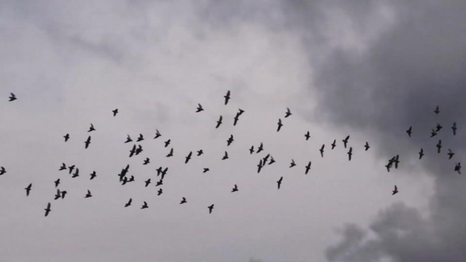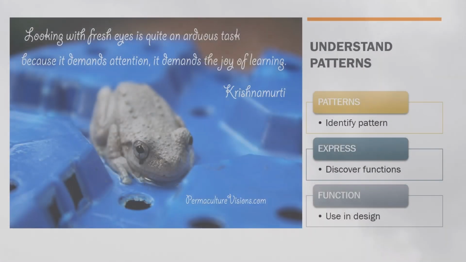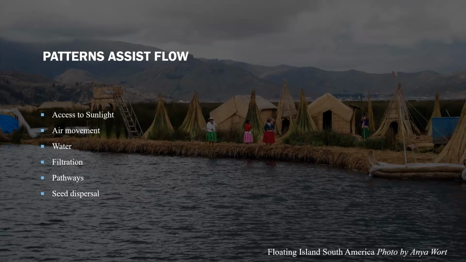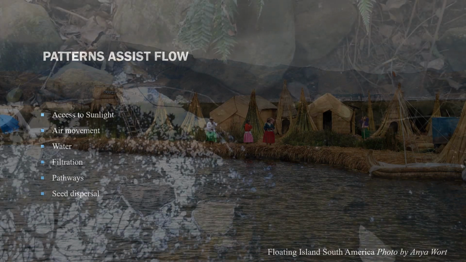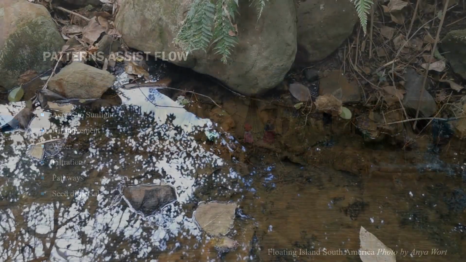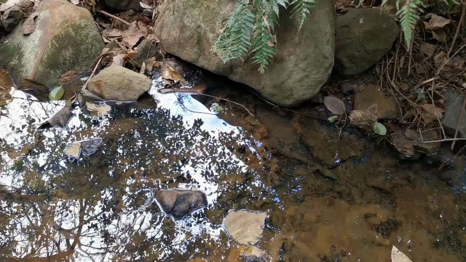These patterns have clever functions. We can use functional patterns in our permaculture designs. There are many ways the use of patterns can assist in the flow of resources and the use of energy. It will affect access to sunlight, the movement of air and water, and filtration systems.